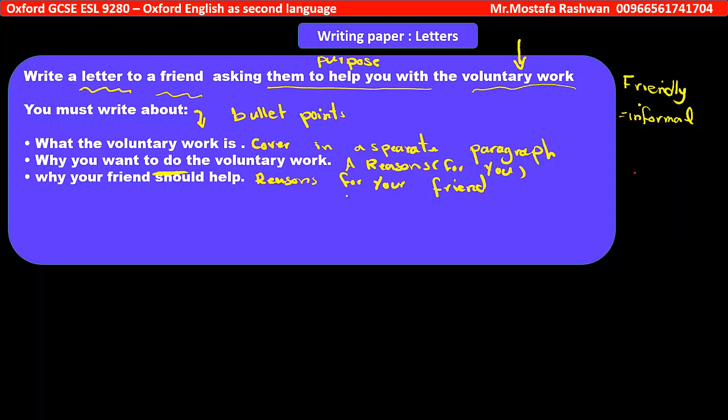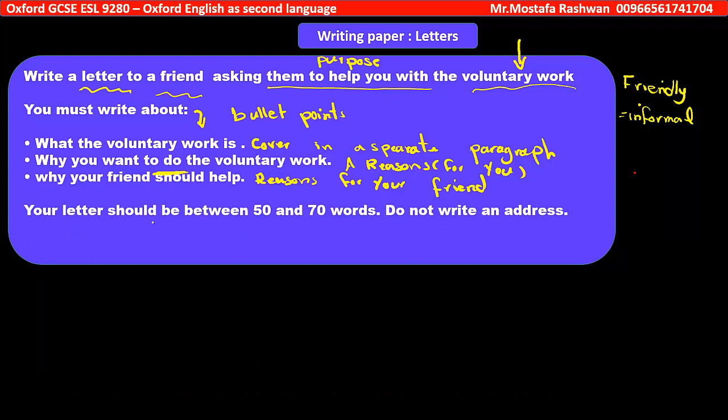Understanding the question is recommended and highly necessary before you start answering the question. Your letter should be between 50 and 70 words. Here is also a prompt. Don't write an address. You don't need to write an address. The word limit is up to 70 words.